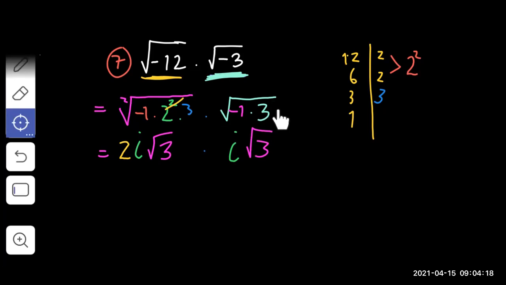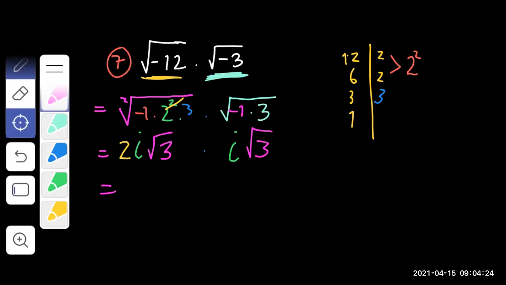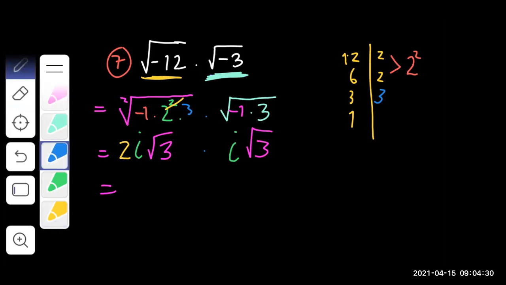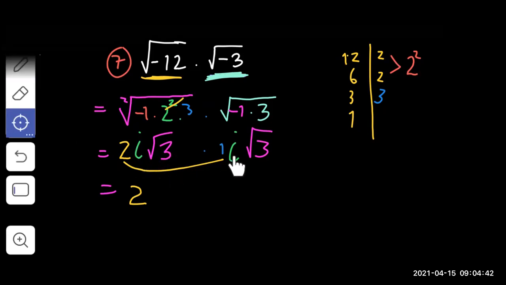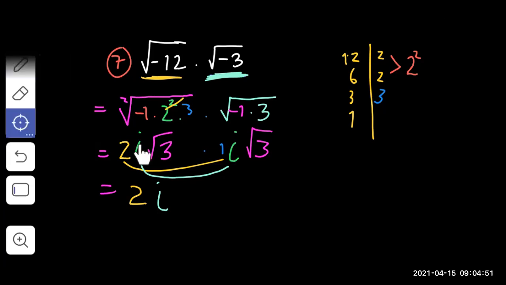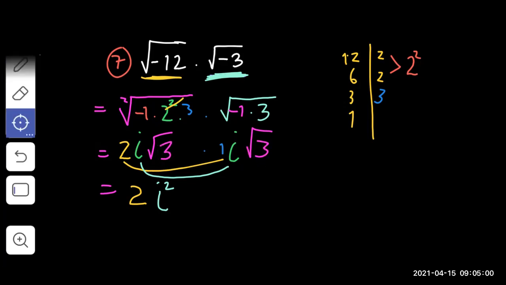Now, this point means they're multiplying. Let's do that. 2 times what number do we have here? 2 times 1. If you multiply these, 2 times 1 is 2. Then let's multiply i times i. You copy the base, and what do you do with the exponents? i times i is i to the second power, i squared. And then it's square root of 3 and square root of 3.